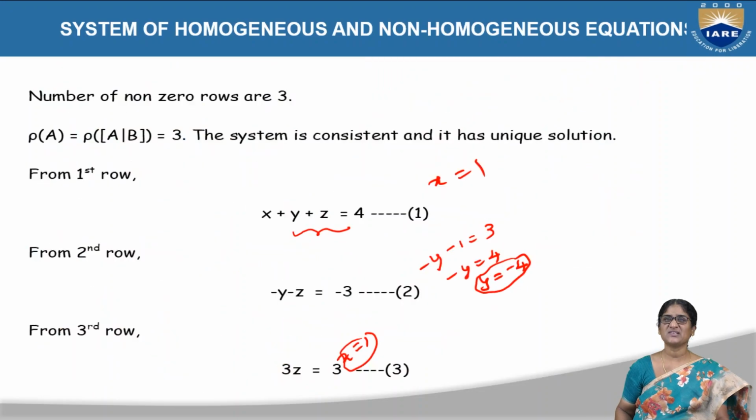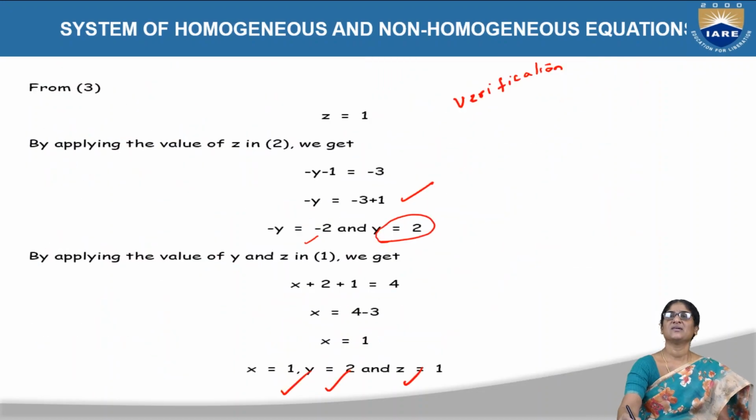2x plus y plus z is equal to 5. So let us consider the first equation, 2x plus y plus z is equal to 5. Okay, x is equal to 1, so 2 into 1, and y is equal to 2, and z is equal to 1. So the LHS is 2 plus 2 plus 1, which is equal to 5.